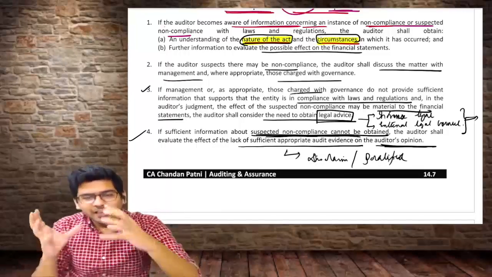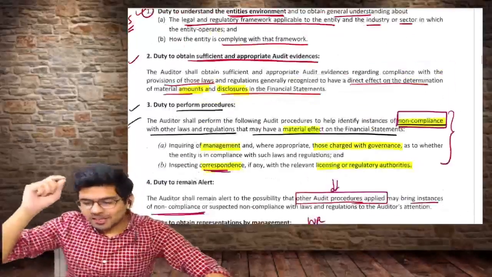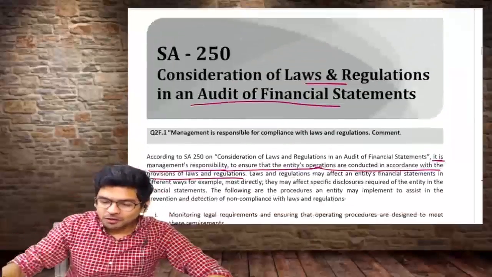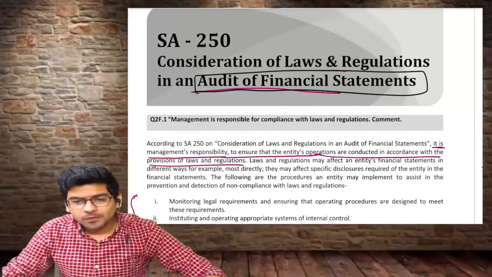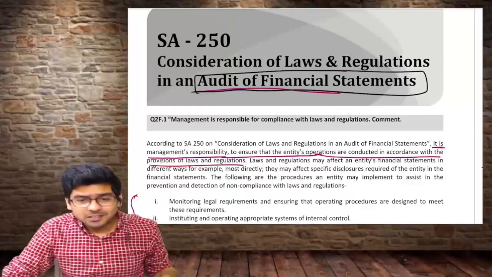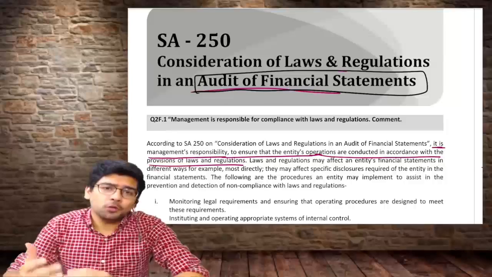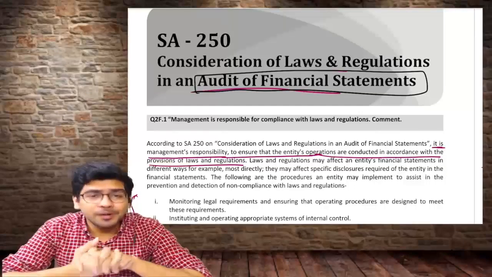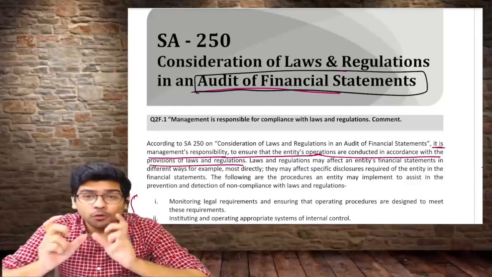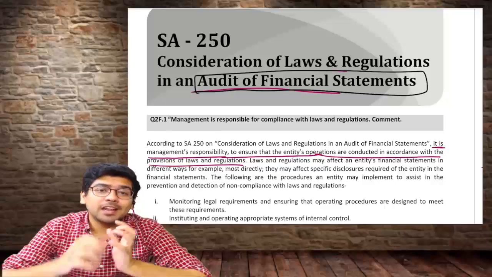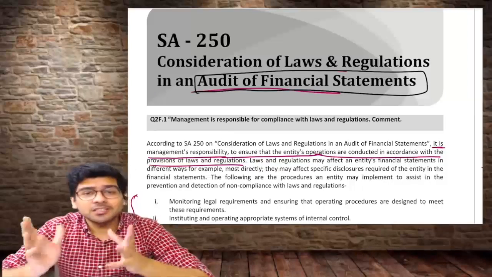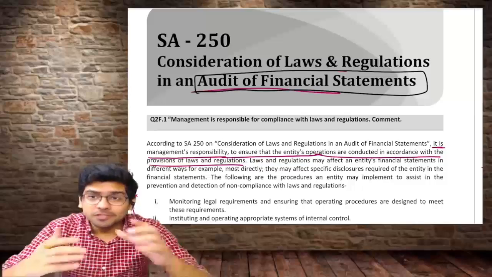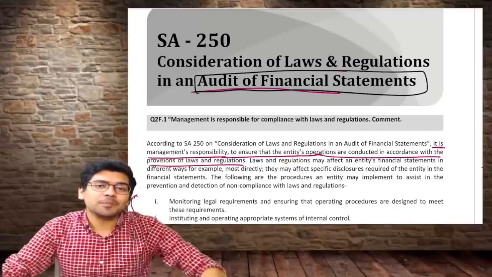Yes, see, we are auditors. The name of the standard is what? Consideration of laws and regulations in audit of financial statements. If it affects the financial statements, and how will it affect also, I told you. In the form of, let's say, penalty, in the form of, let's say, if we violate any licensing requirements, the provisions with respect to the licensing requirements, and if they cancel our license, obviously our going concern itself will come under question, right?